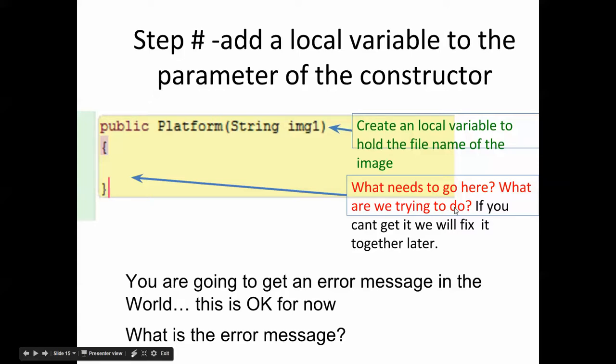So basically, what are we trying to do? We're trying to set the image to the correct image that's coming from the world. Okay, so if you can't figure out what goes in here, then we'll get it together later.